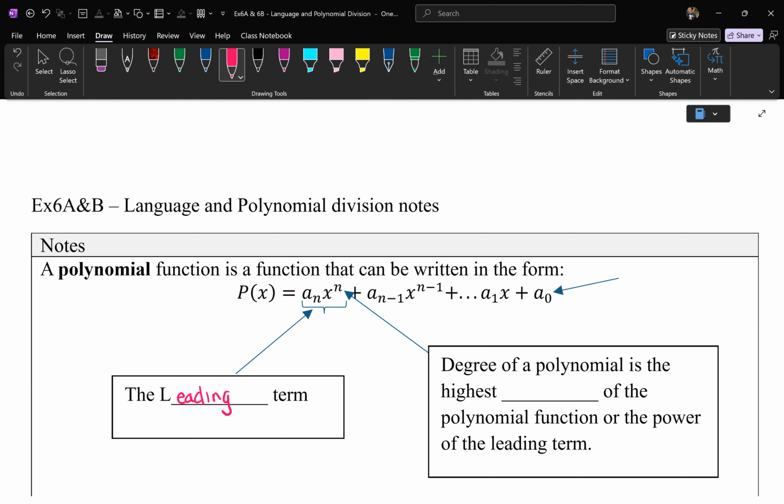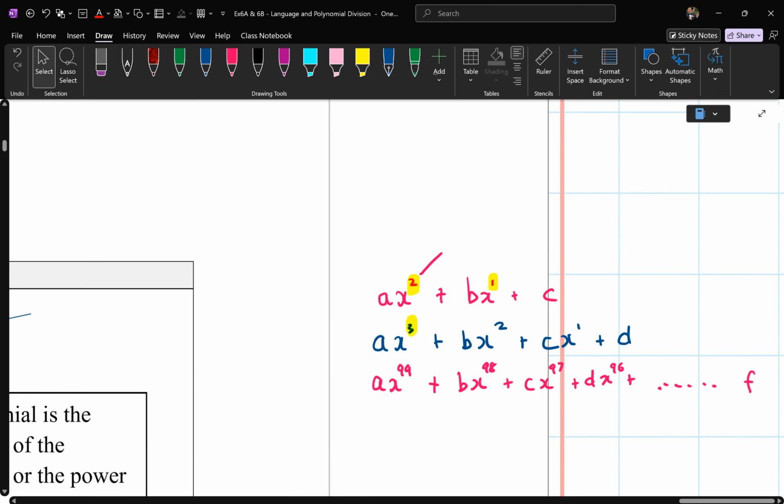Then, the degree of a polynomial, what does that mean? That power that you see, the proper name, or sometimes they call it, is the degree. Degree is the number. So this one, if it was a quadratic, I would say this is a degree 2.